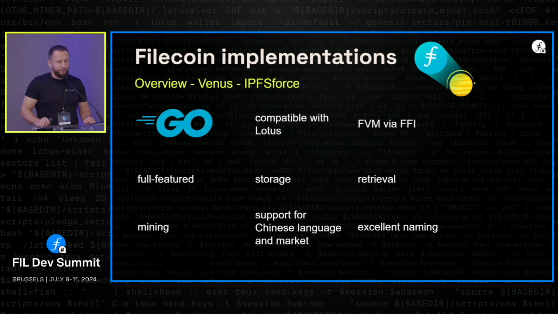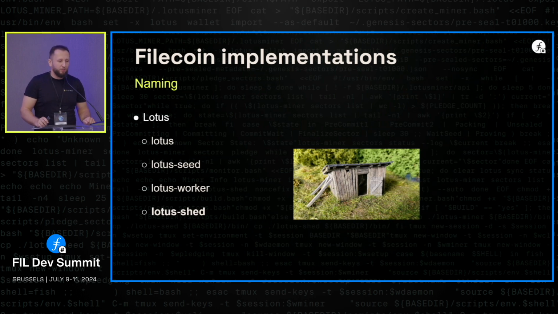And what I found is that Venus has excellent naming. What do I mean? Well, in Lotus, we've got Lotus Seed, Lotus Worker, Lotus Shed. I don't think it really works with the entire Protocol Labs interplanetary thingies. I mean, it's fine, but at least Lotus Miner will be replaced by Curio.